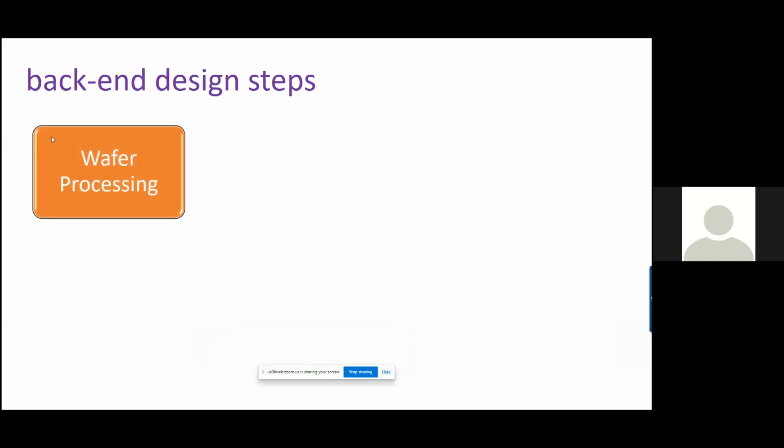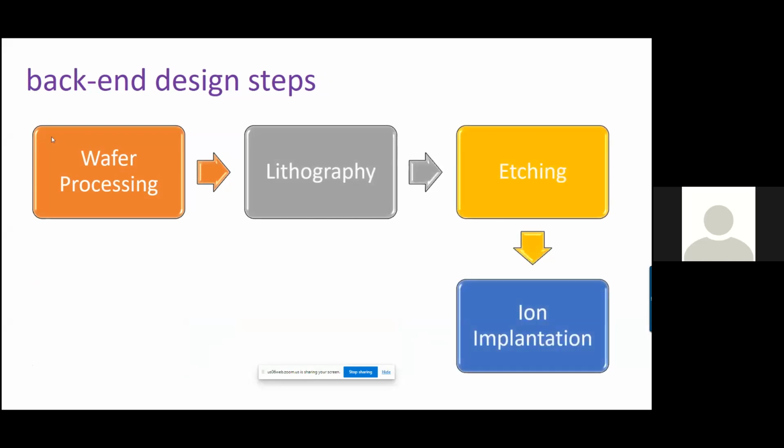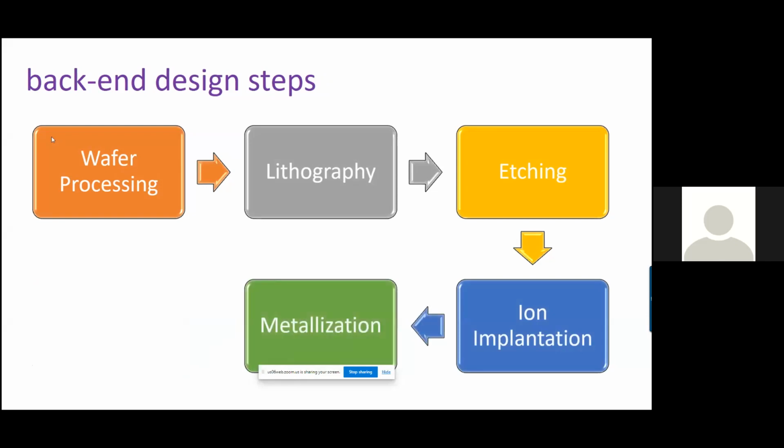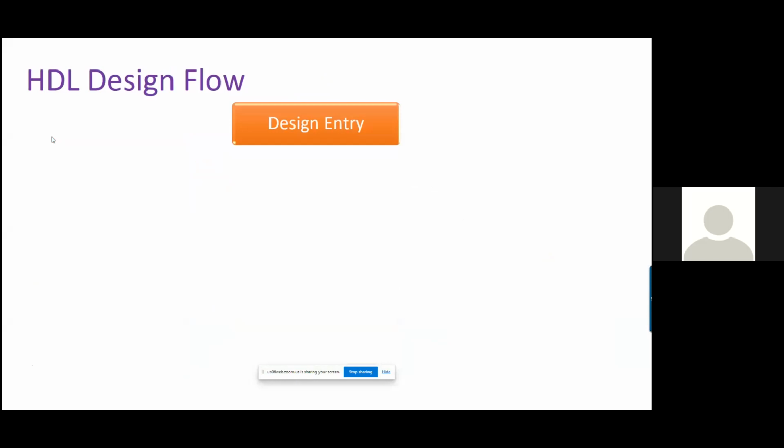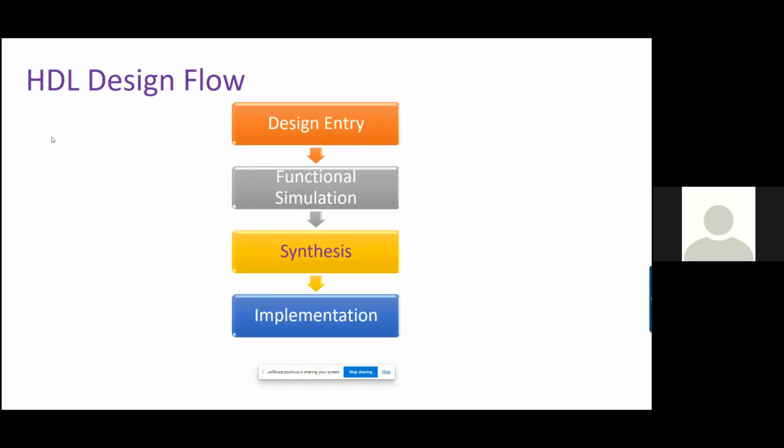The back-end design, in which we do wafer processing, we use lithography, then the etching process, then ion implantation, metallization for making various contacts, and finally assembly and packaging. Now as the design flow occurs, first we make a design entry, then functional simulation, then synthesis and implementation. So in this session, our main focus is functional simulation and design entry using VHDL.